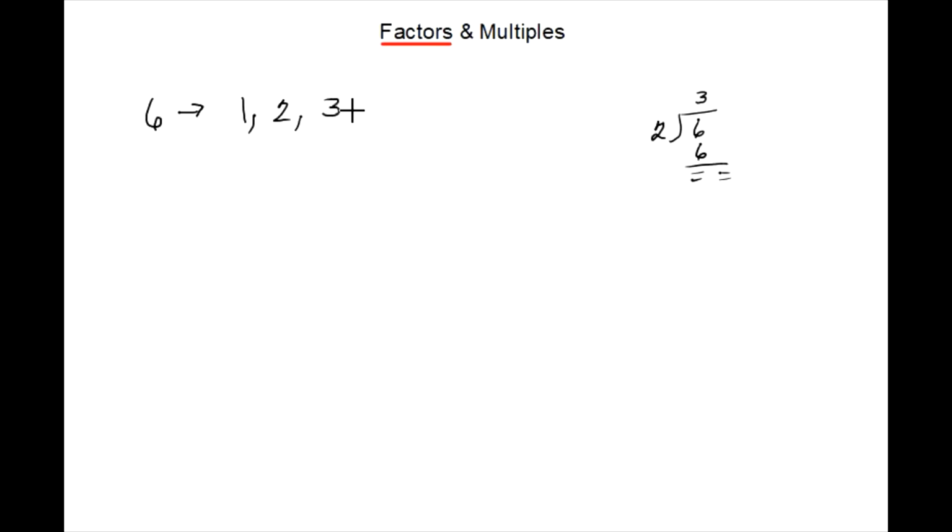I follow this process and I get 1, 2, 3, and 6. Each of these numbers can be divided into 6 and you will get no remainder. Let's try another one. Let's try 15.